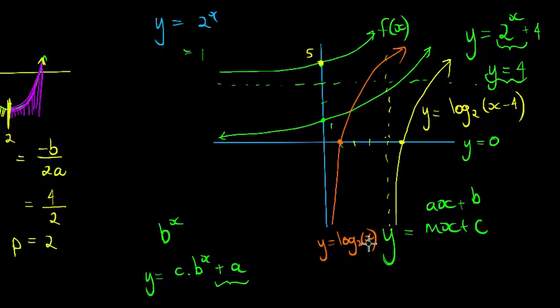Now notice what happened to the x. I subtracted 4 from it. What happens when I subtract from my x values? My graph shifts to the right. It's very odd. But when I add to my x values, my graph will shift to the left. When I subtract from my x values, my graph will shift to the right.